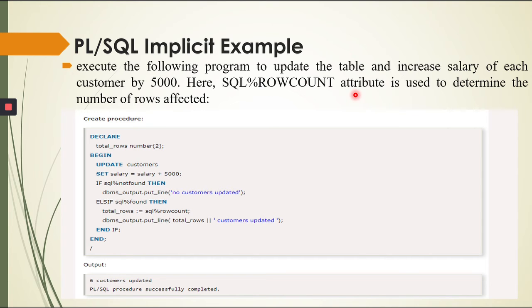So see, in the previous lecture I explained how to write PL/SQL blocks. So first we have to declare. In DECLARE we have to write the variable name with its data type. So here I take one variable, that is total_rows. total_rows is my variable, NUMBER is its data type, and in brackets I write the size. So total_rows NUMBER(2), this is the declaration.